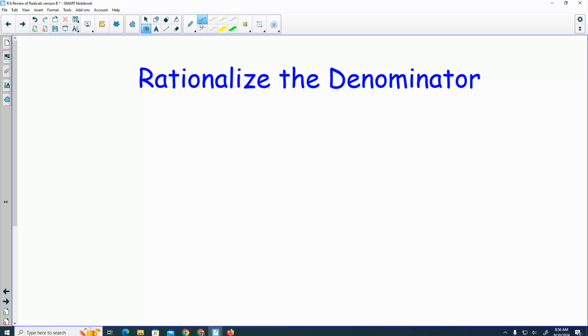And when we're dealing with radicals, it is poor notation to leave a radical in the denominator. So we always have to rationalize. That means get that radical out of the denominator. We need to move it up to the top. But when we do that, we have to make sure that our original problem is equivalent.